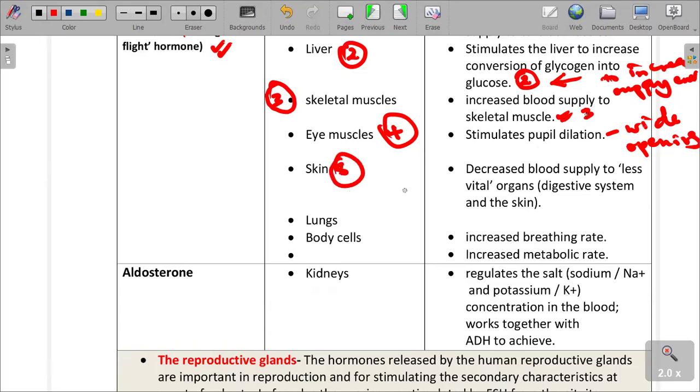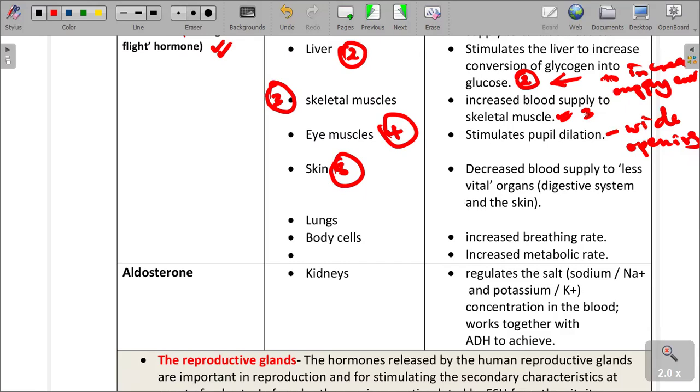And then number five is the skin. The adrenaline hormone also targets the skin. In that regard, it decreases blood supply to less vital organs of the body. The adrenaline hormone reduces the supply of blood to less vital organs of the body, for example, the digestive tract and the skin.